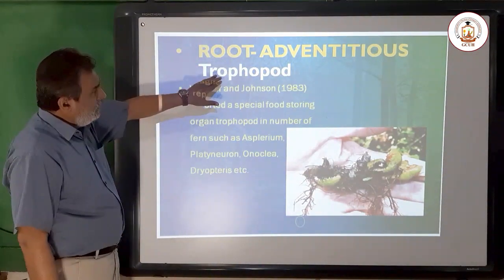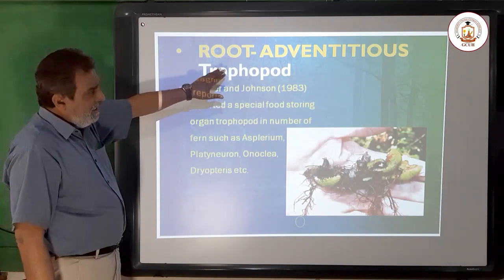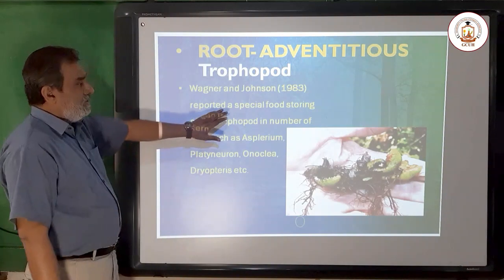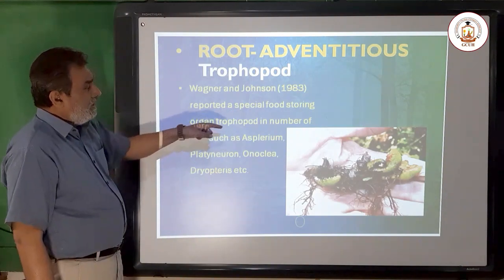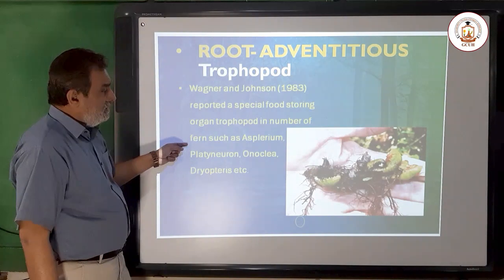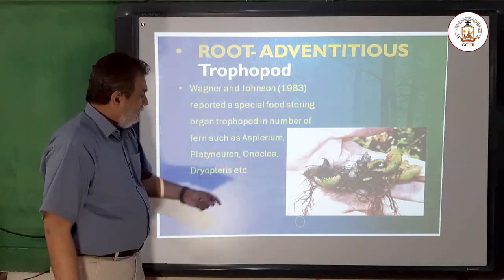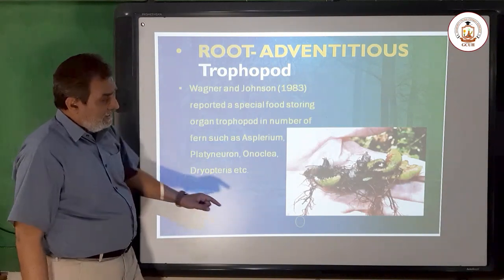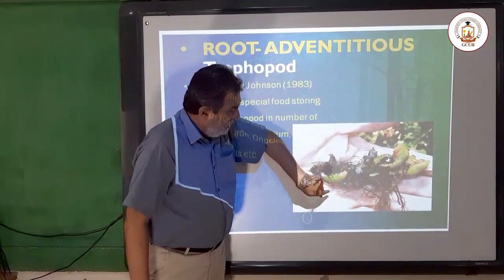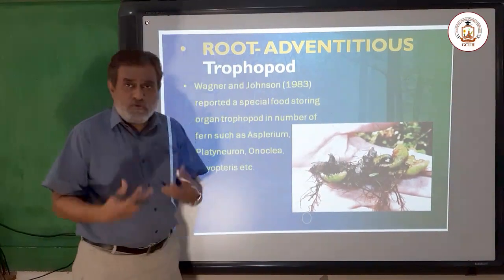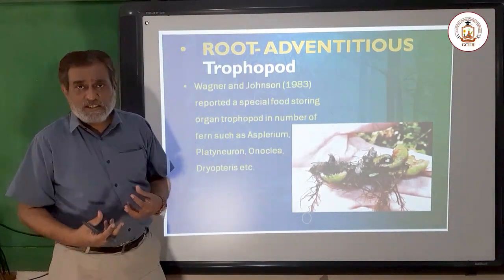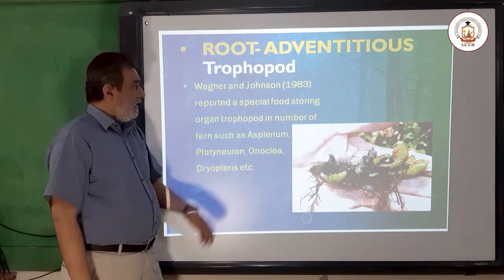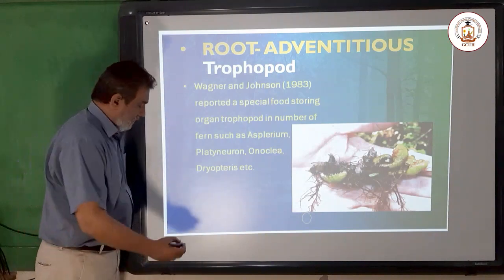Wagner, the trophopods. What are trophopods? Wagner and Johnson in 1983 reported a special food-storing organ, trophopods, in a number of forms such as Asplenium, Platyneuron, Onoclea, and Dryopteris. You can see here some of the food-storing organs, and these food-storing organs are called trophopods, as reported by Wagner and Johnson.